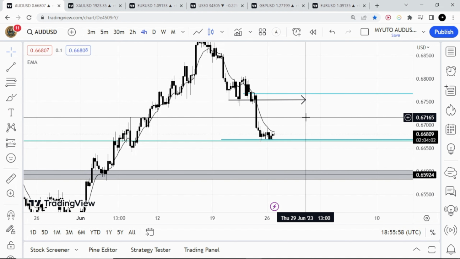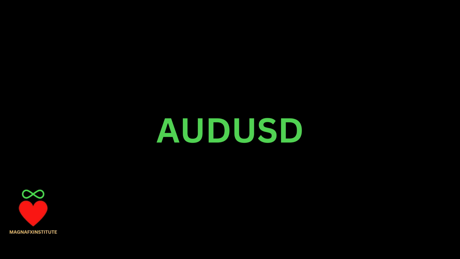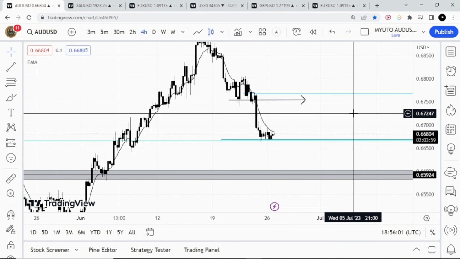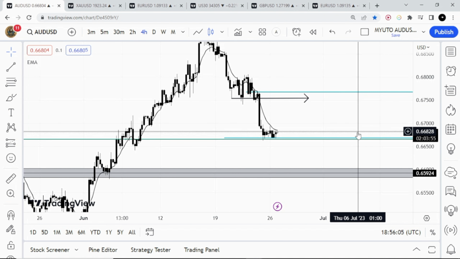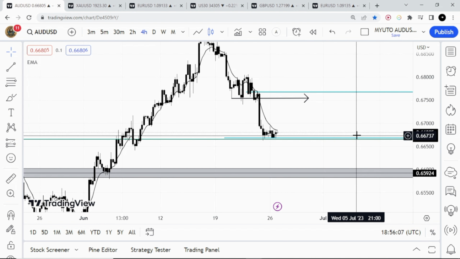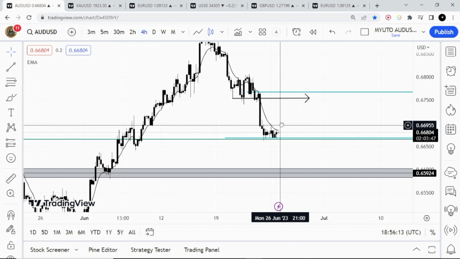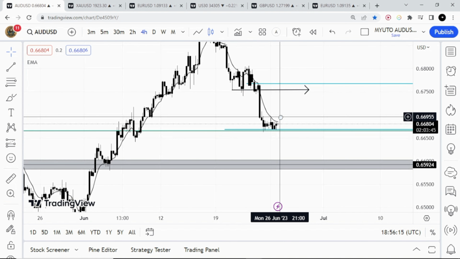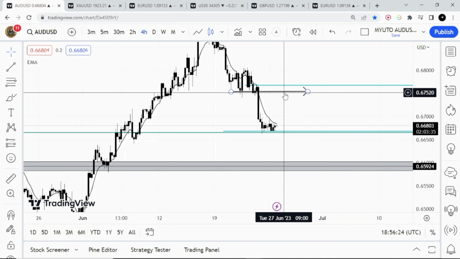Like always, we begin with Aussie dollar. Okay, for Aussie dollar currently, we have come down to 0.6673. So for Aussie dollar right now, we might begin to see a retracement back to 0.6750.